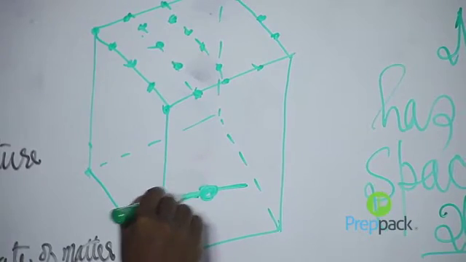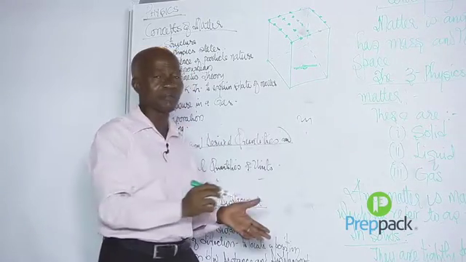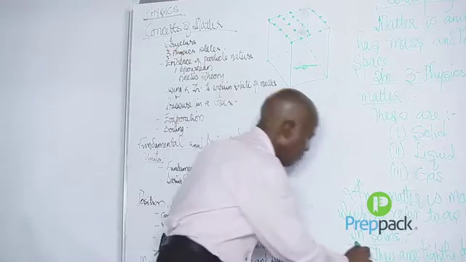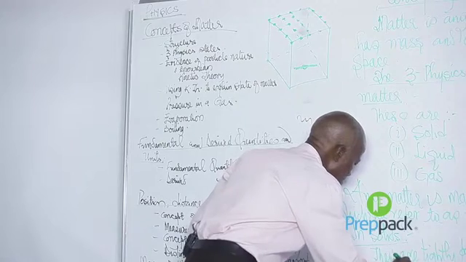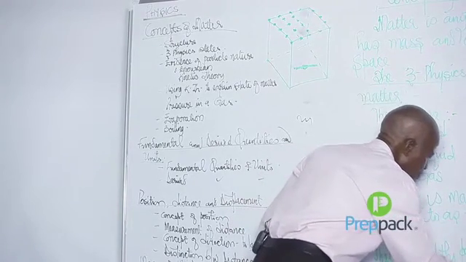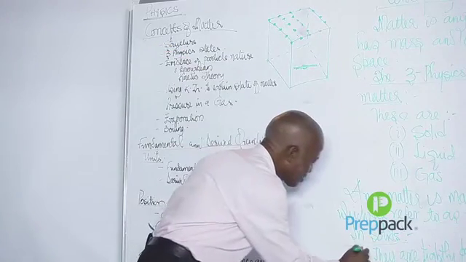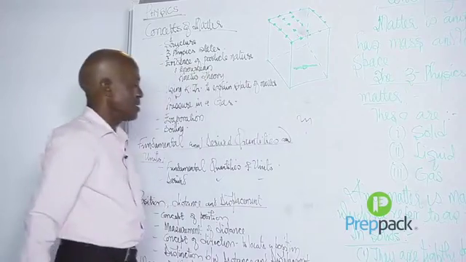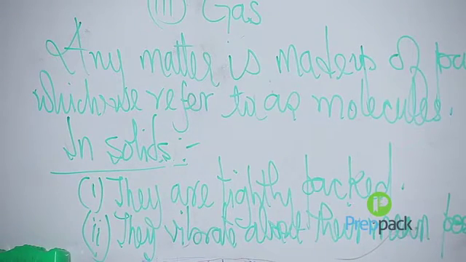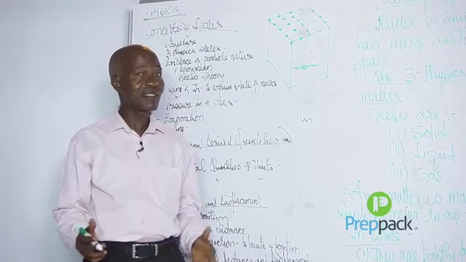So they move. If this is the resting position, then they will be moving like this. But the movement also depends upon the temperature of the body. Now, they are tightly packed. They vibrate about their mean position. The rate of vibration, like I said, depends on the temperature of the body. As the temperature increases, the amplitude of vibration becomes larger and larger.